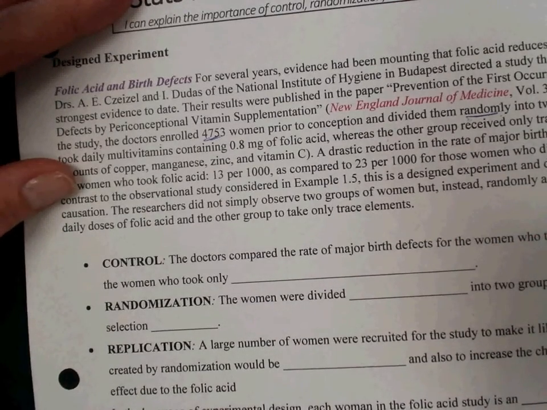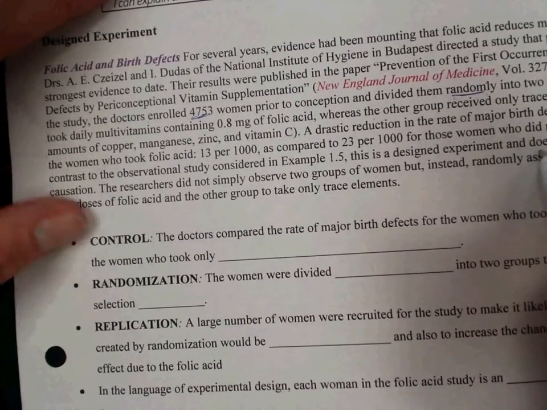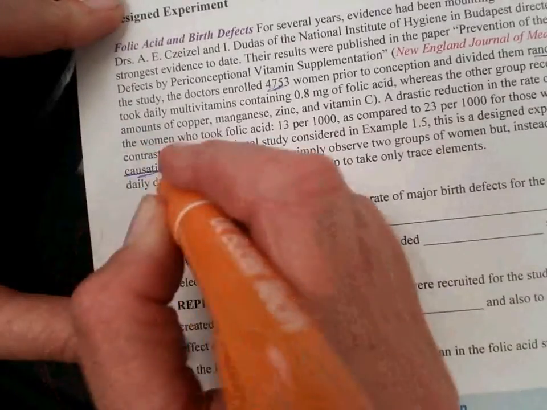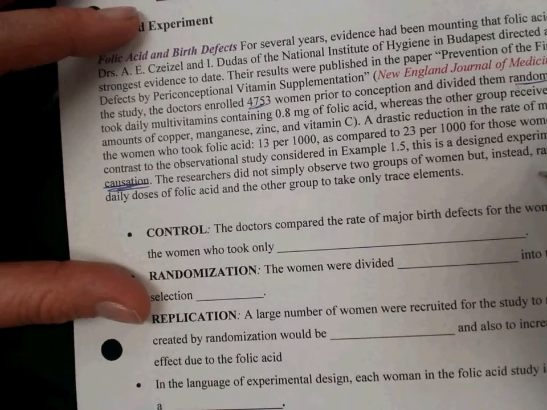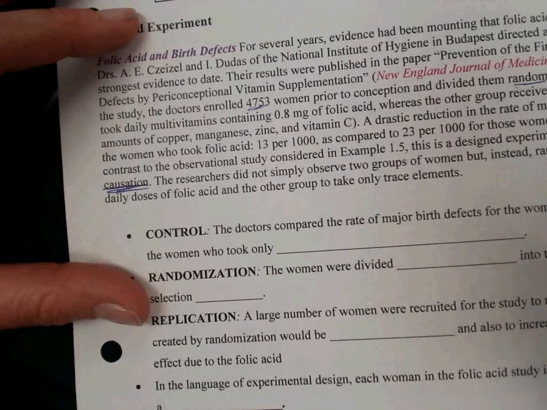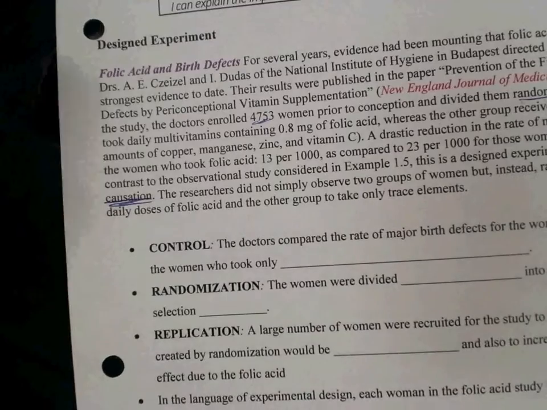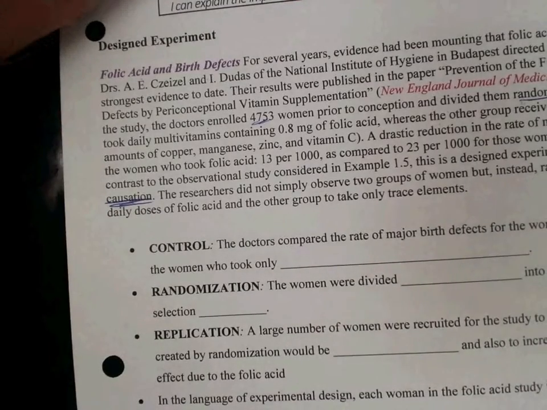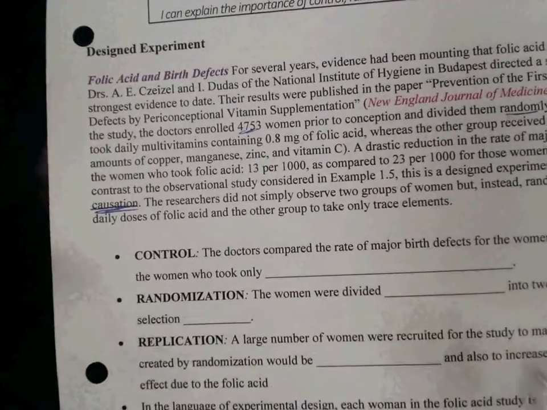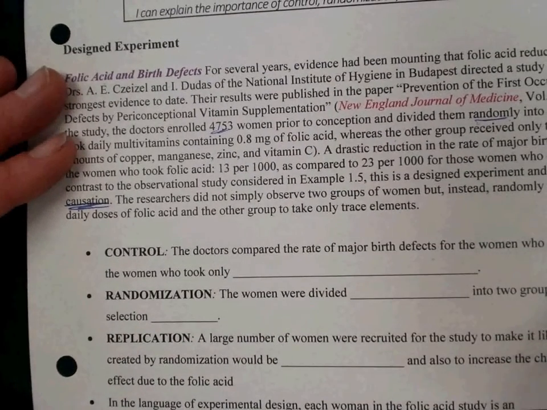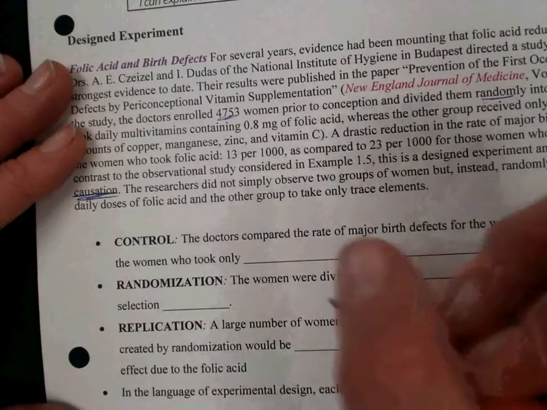In contrast to the observational study that we've done earlier, this is a designed experiment and does help establish causation. The researchers did not simply observe two groups of women, but instead randomly assigned one group to take daily doses of folic acid and the other group to take only trace elements. So the control. A good experiment has a control. The doctors compared the rate of major birth defects for the women who took folic acid to that of the women who took only trace elements. Good.